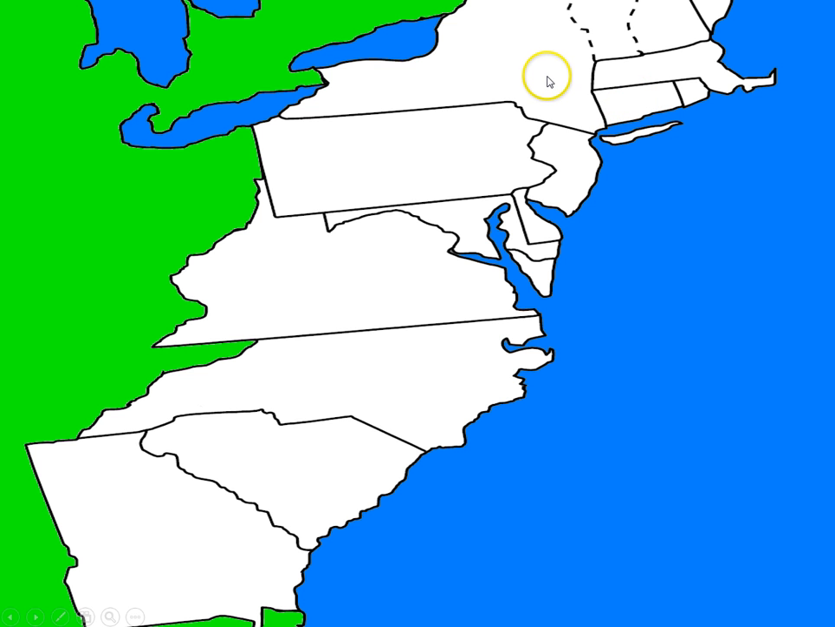You have to know what these colonies are by name, what they are, where they're at. Understand that the map is what you're going to see on the test.